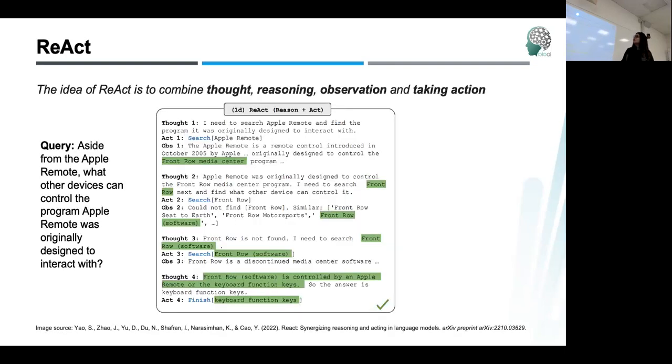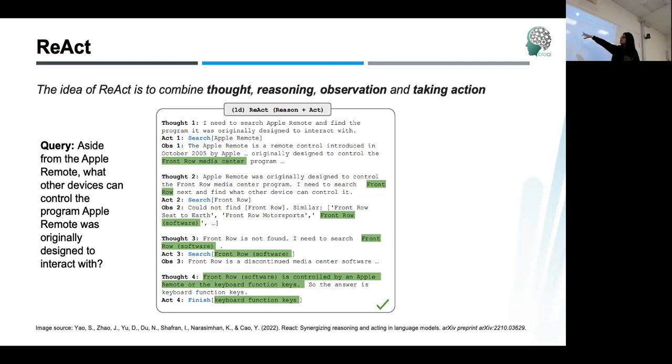And then comes ReAct prompting. The idea of ReAct is to combine thought, reasoning, and observation to get the final answer. Here, what we are giving the model is to reason and act accordingly. The question is, aside from Apple Remote, what other devices can control the program Apple Remote was originally designed to interact with? Think of it as a human. We will start thinking about it like, I need to search Apple Remote first and find the program it was originally designed for.